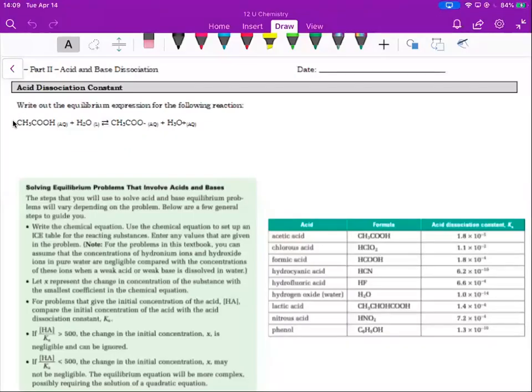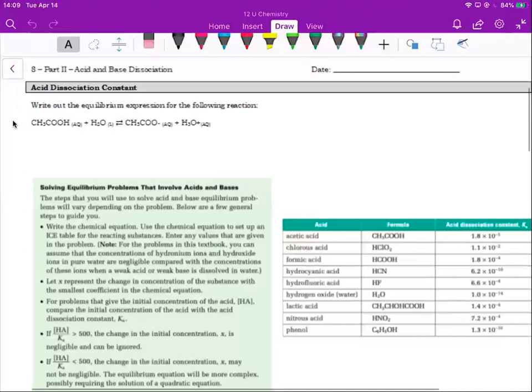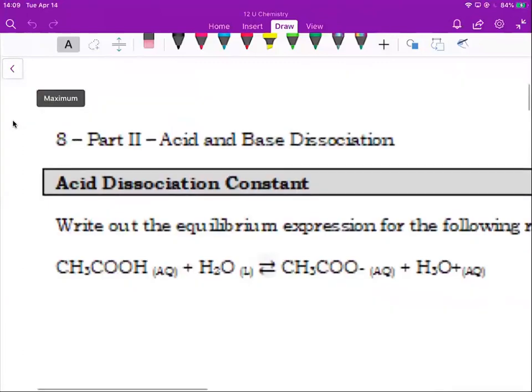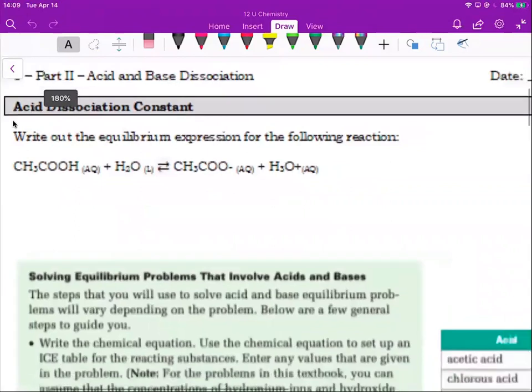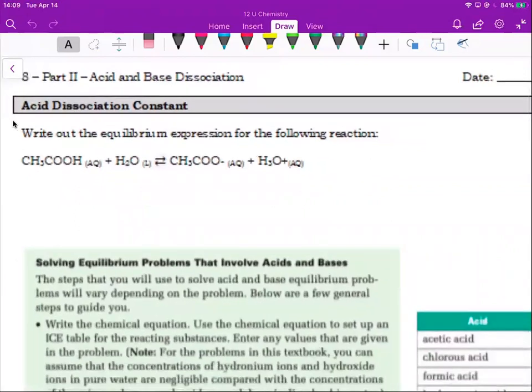Hi students. So I'm going to use my handouts that are found on my website. And this one you can see is day 8. So this would have been part 2 of acid and base dissociation. So let's go through this together. And I'm going to use rainbow pencil again.